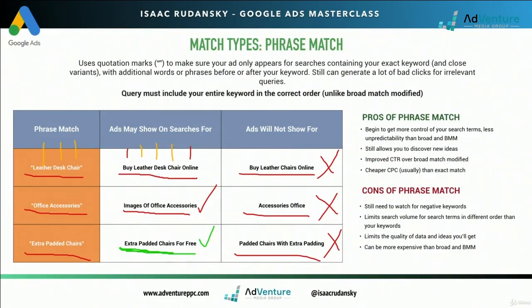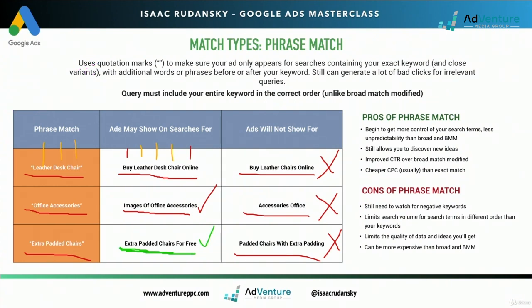It limits the quality of data and ideas you'll get. With phrase match, you're not getting as many ideas, especially when you start off. So if you're building a new campaign from scratch, limit your use of phrase match. Your campaign should probably be something like 80% broad match modified and 20% phrase and exact. That's what my guideline would be.